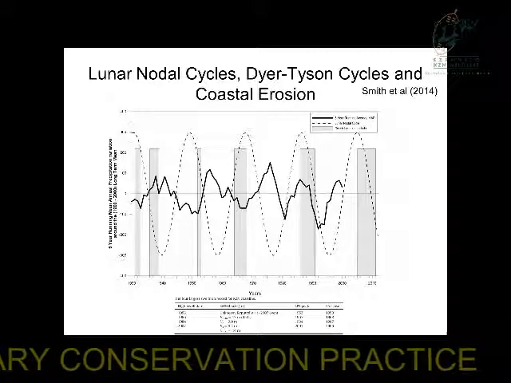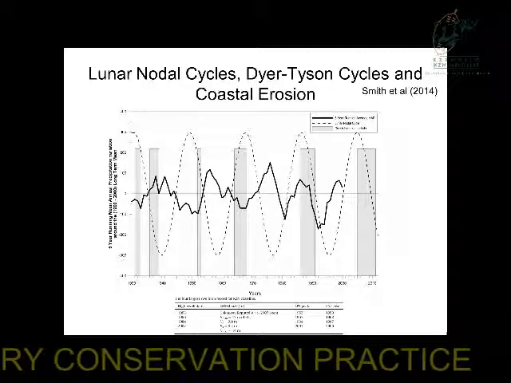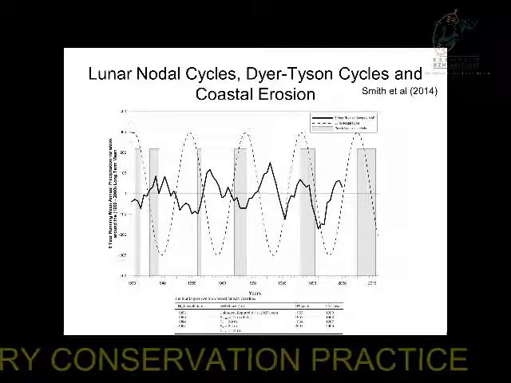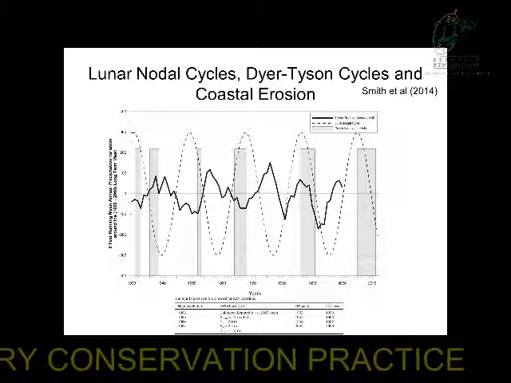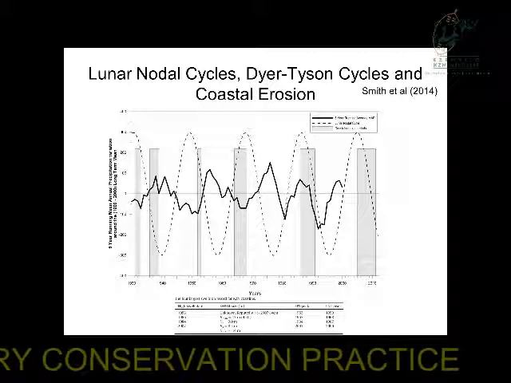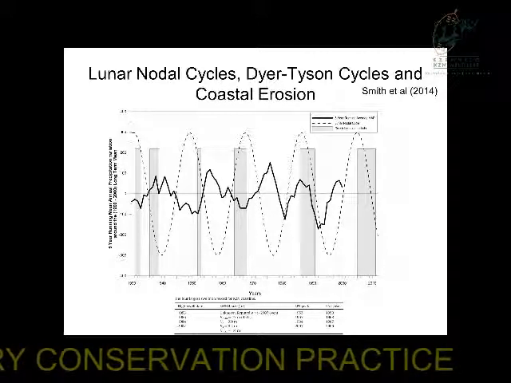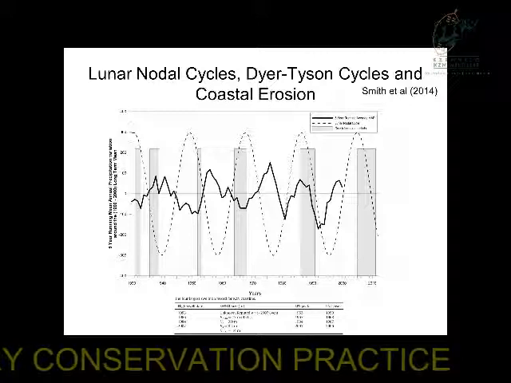Now, we're superimposing the mean annual precipitation cycle, which also happens on about 18.6 years. They call it the Dyer-Tyson cycle. And in this, sometimes that is out of phase.